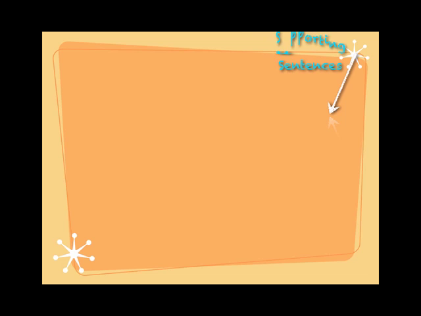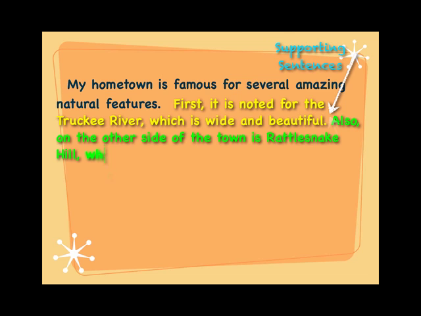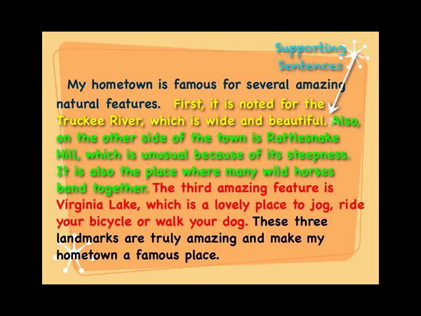Here's an example in that same paragraph of supporting sentences. First, it is noted for the Truckee River, which is wide and beautiful. Also, on the other side of the town is Rattlesnake Hill, which is unusual because of its steepness. It is also the place where many wild horses band together. The third amazing feature is Virginia Lake, which is a lovely place to jog, ride your bicycle, or walk your dog. So you can see that these three supporting sentences expand on or explain the topic, which is the amazing natural features.